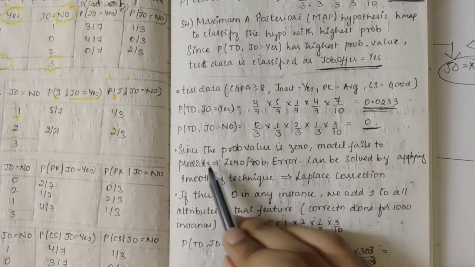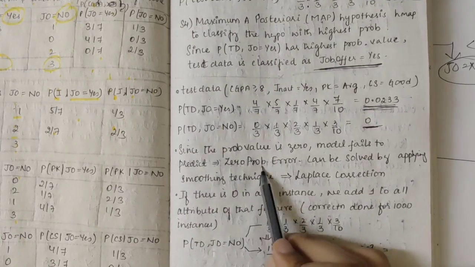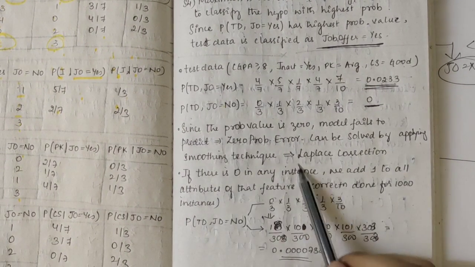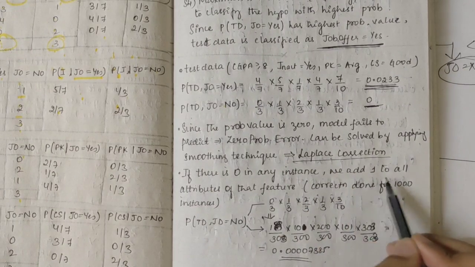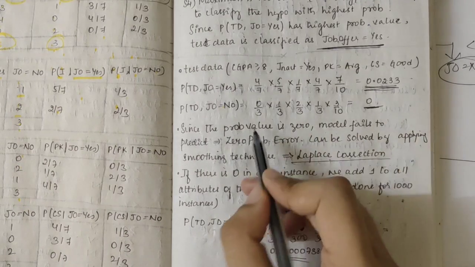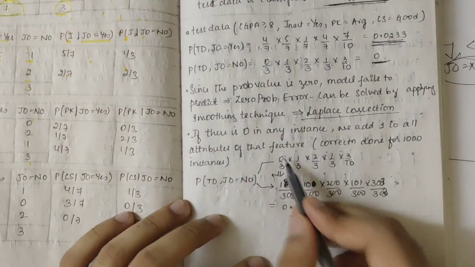In case I got 0, since the probability value is 0 here, the model fails to predict. This is called the zero probability error. It could be solved by applying smoothing techniques, called Laplace correction. In Laplace correction, if there is 0 in any instance, we add 1 to all attributes of that feature. So here the feature values were 0 by 3, 1 by 3, 2 by 3, 1 by 3 and 3 by 3, the product of this. So in all of these I add 1.